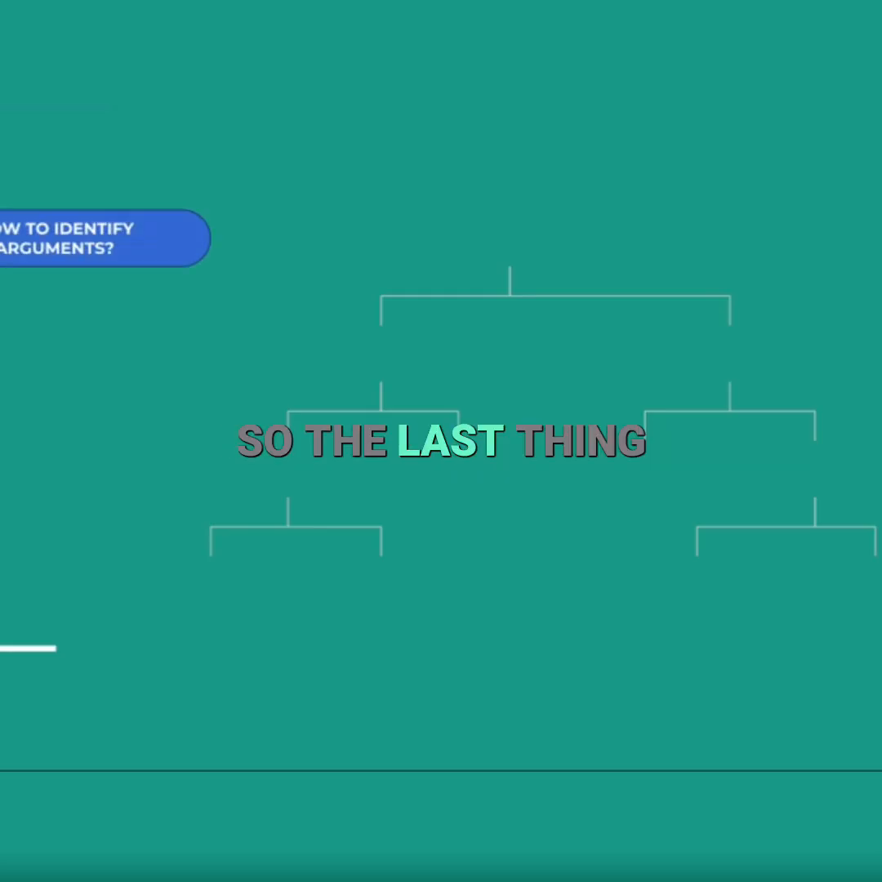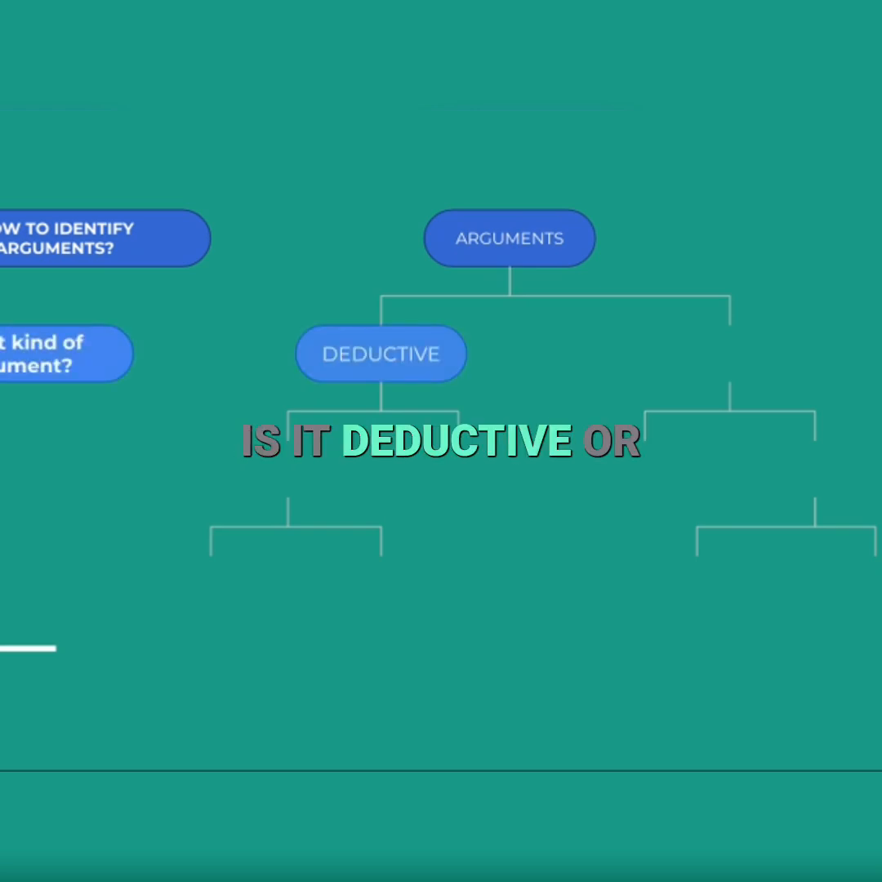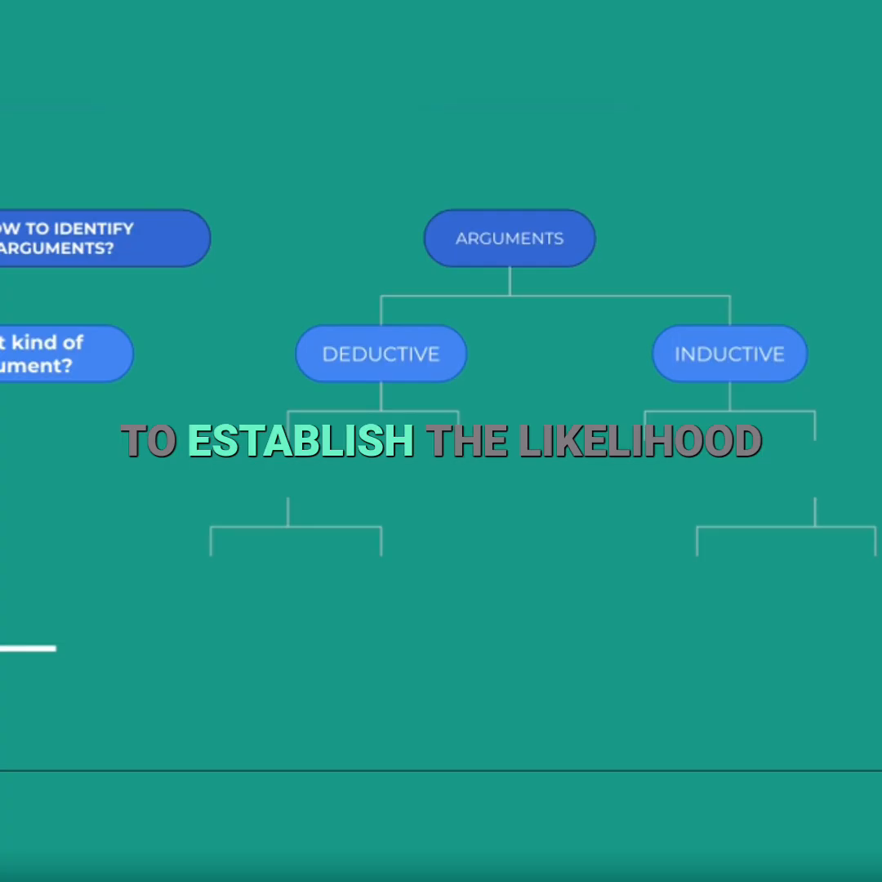All right, so the last thing I have here is just a quick diagram to help remind you of the steps of identifying arguments, right? First you want to figure out if you're dealing with an argument, or if it's an explanation. So try to find the conclusion, then the premises. Once you've figured out if you have an argument, then you want to figure out what kind of argument it is, right? Is it deductive, or is it only trying to establish the likelihood or probability of something?